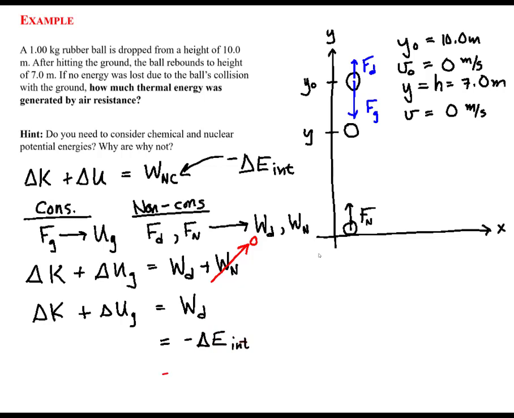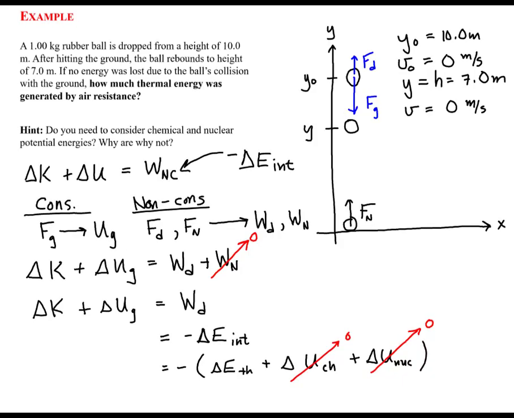But what does that mean? That means minus the change of thermal energy plus chemical potential energy plus nuclear potential energy. For this problem, we're going to assume changes in nuclear potential energy are negligible and changes in chemical potential energy are also negligible.